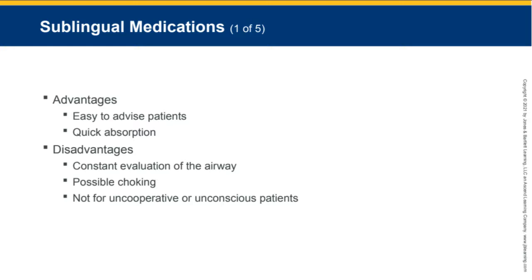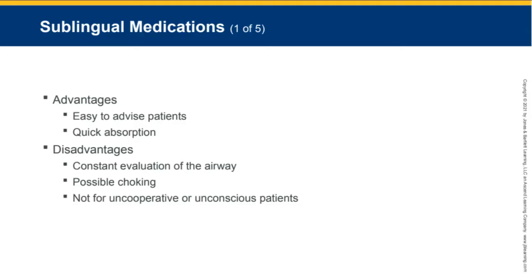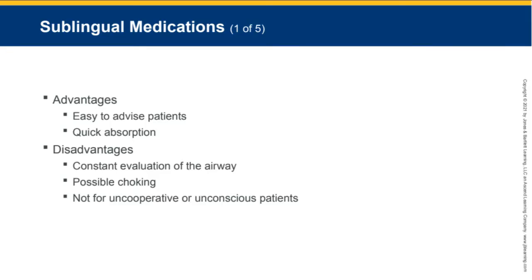Also, by this route, we have some vitamins that we give, like your vitamin B12. Some patients don't have the enzymes necessary to transport vitamin B12 from the stomach and into the circulation. So when you put it under the tongue, it bypasses the stomach absorption and goes directly into the bloodstream. Absorption is very, very quick by this means. The disadvantage is that any medication that is placed in the mouth requires constant evaluation of the airways. They should not be used if the patient is uncooperative or unconscious.